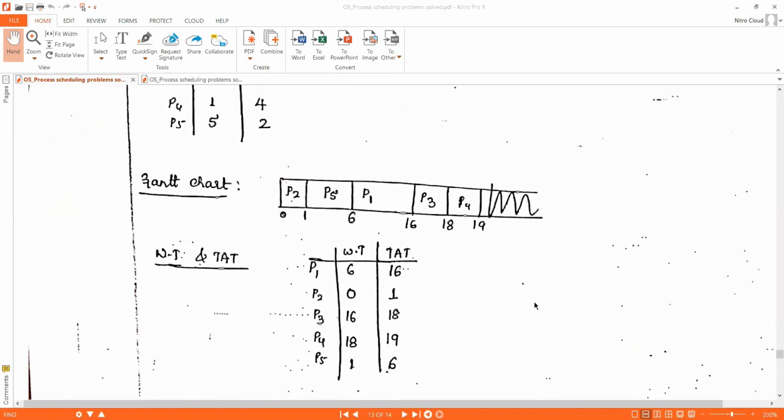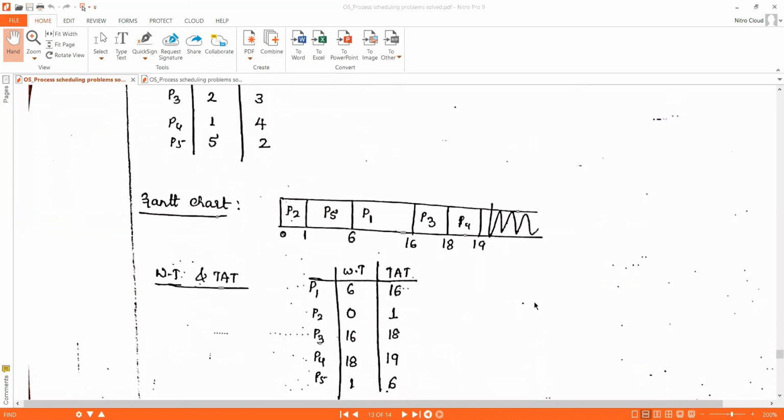Okay, now we'll find the waiting time. How to find the waiting time? Waiting time is allotted time minus its arrival time. Here the arrival time is not given in the problem, so we need to assume it. All the processes arrived at clock time 0.